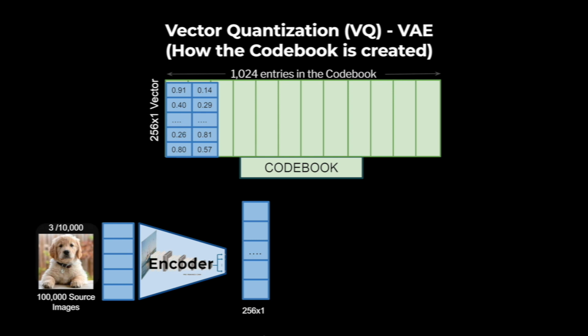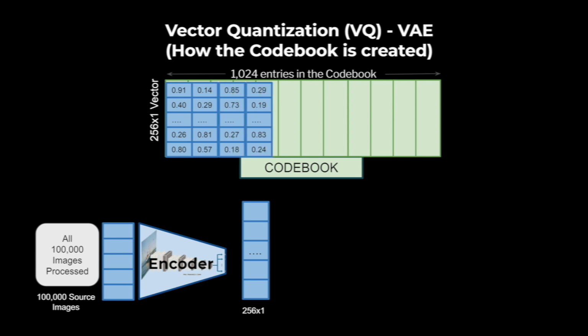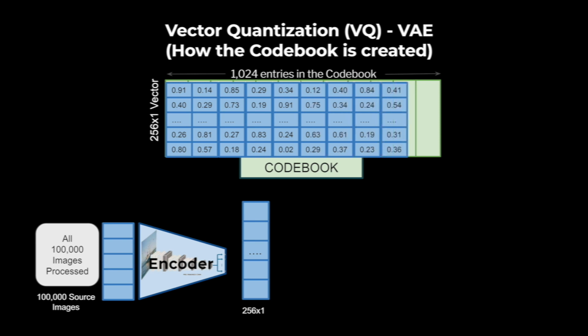This way, slowly, all the 100,000 images will be processed and all 1024 entries in the codebook will be updated based on the features from all 100,000 images. This is how your codebook will be created, which has all the features from all the source or input images as encoded by the encoder.